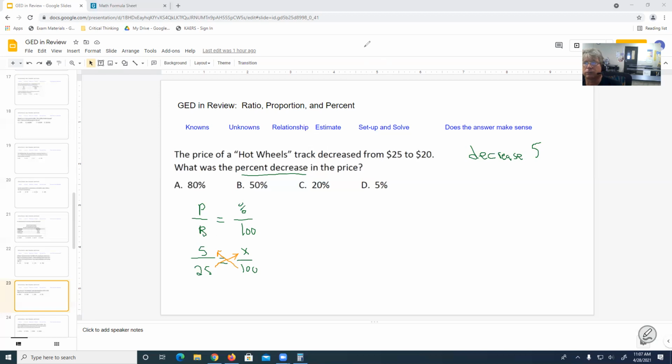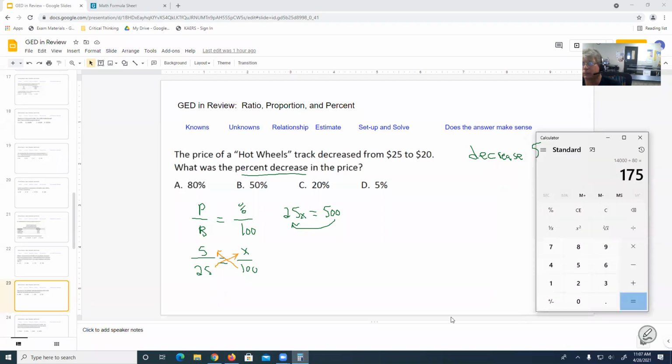So 25 times X would be 25X. 5 times 100 would be 500. And then 25 times what is 500? Again, I can go backwards and use division to solve that problem. So if I go backwards, I can pull up my calculator and just go 500 divided by 25. And that's going to be 20. So X is going to equal 20.